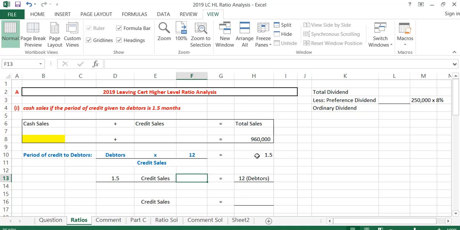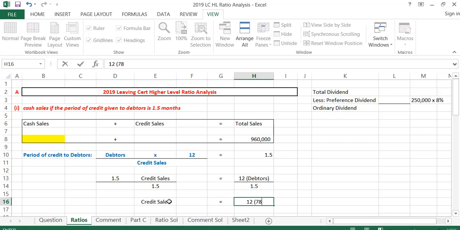Now, similarly with maths, when you cross multiply, if you want to get a value on its own, here I want to get credit sales on its own, so I want to get rid of the 1.5. To do that, I'm going to divide by 1.5 on this side of the equals, but I have to do the same on the far side. So now the 1.5s cancel, and I'm left with credit sales equal to 12 times debtors, divided by 1.5.